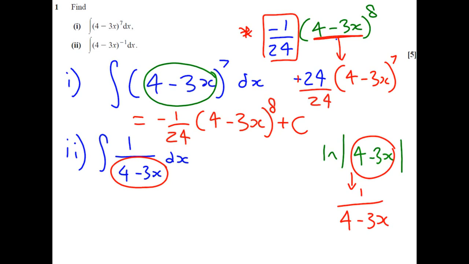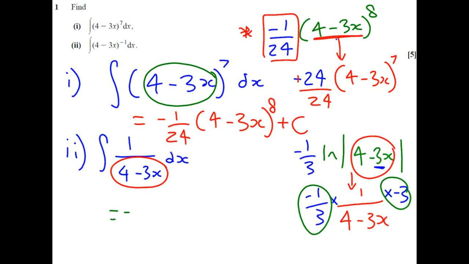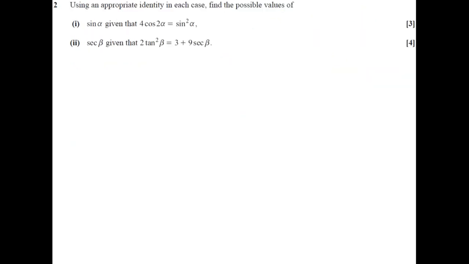However, we have to use the chain rule, and that means we have to multiply by the differential, which is times minus 3. We want to get rid of that, so we multiply at the start by the reciprocal, which is minus 1 over 3. Then these two things cancel out. So our answer is minus a third ln of (4 minus 3x) plus C.